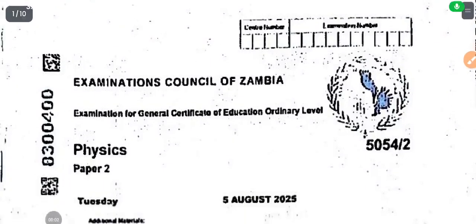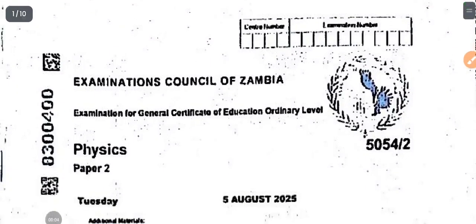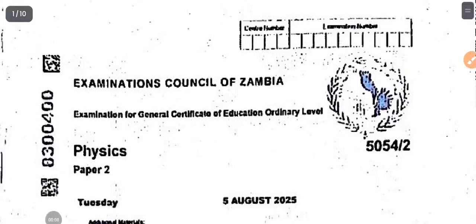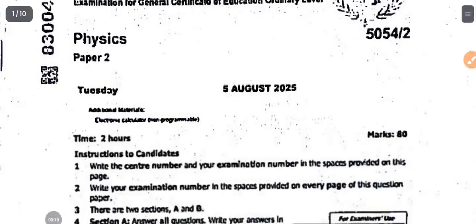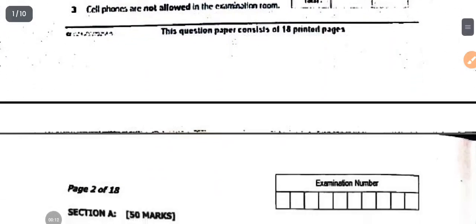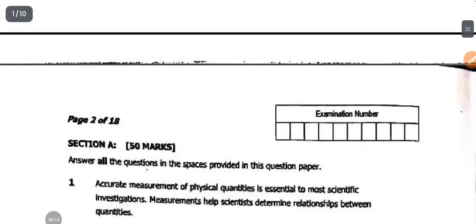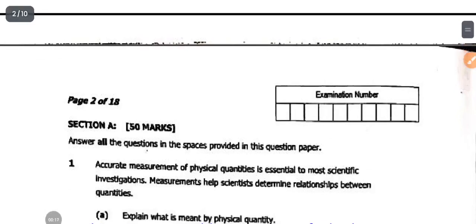Tutorial, by the mercies of God, we'll be able to solve the physics past paper that was written by GCE candidates in 2025. The first question says, accurate measurements of physical quantities is essential to more scientific investigations.